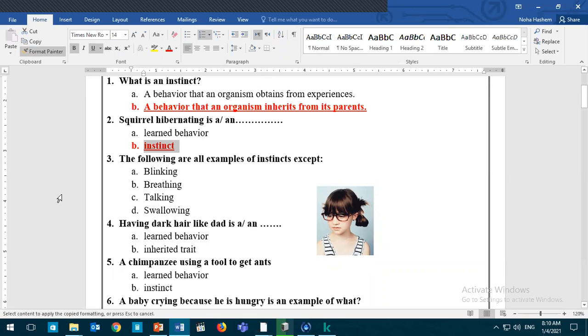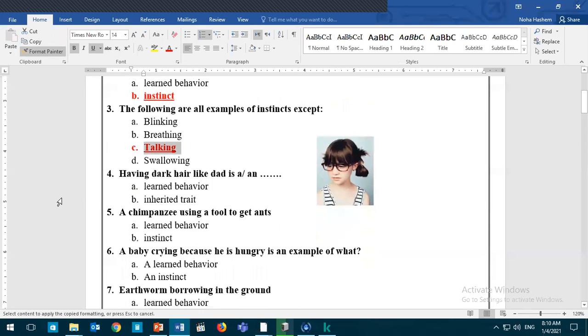Do you learn how to breathe? Talking. Yes, exactly, talking. Guys, please try to read all the choices so you will not make mistakes like that. Number 4, having dark hair. It's an inherited trait.